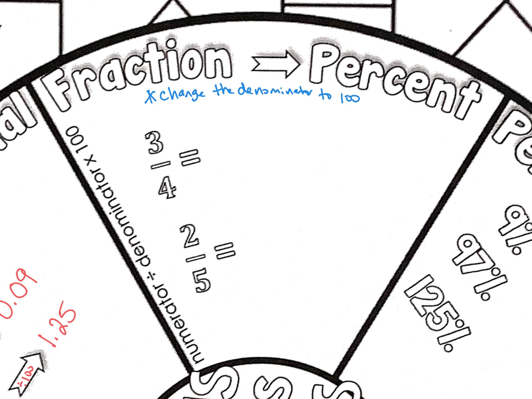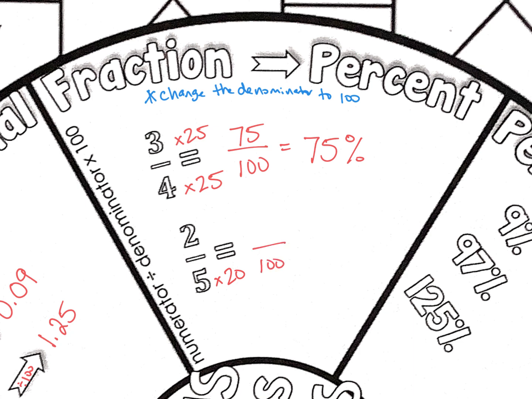For example, 3/4 is pretty easy to do that with because 4 goes into 100 25 times, like 4 quarters. So then I would just do the same thing to the top. So 3 times 25 is 75, 4 times 25 is 100. Now since we have 100 in the denominator, the numerator is our percent. 2/5 also can multiply into 100 really easily. 5 times 20 is 100. So we would do 2 times 20, which is 40, and then that would become 40%.